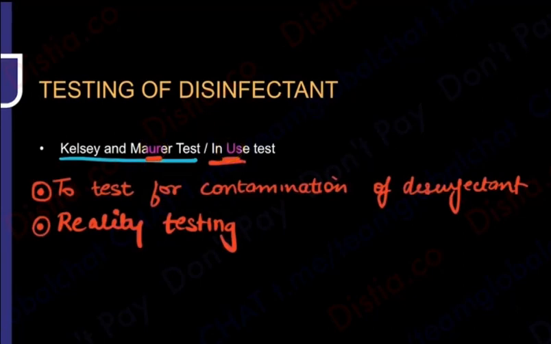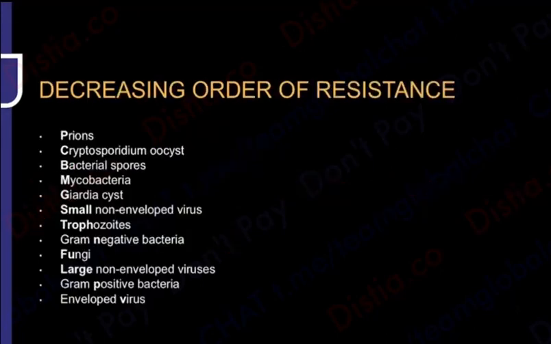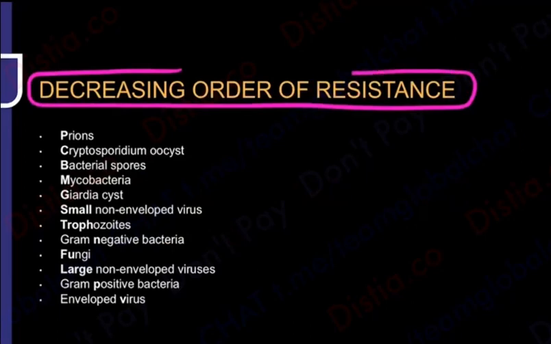Now I have two or three tables to show you, which is a summary that I'm trying to make. So let's start off, in the decreasing order of resistance. You see a huge list in front of you, which is very, very scary, I agree.